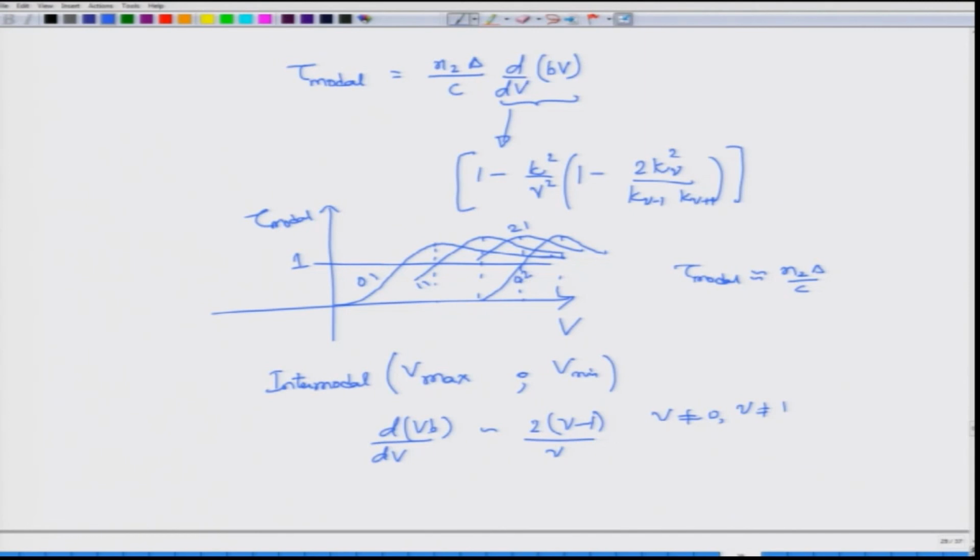And when you look at this expression and calculate the difference between, say, nu 2, that is the second nu equal to 2, and some nu max, you will see that this intermodal delay can be approximately written as n2 delta by c times 1 minus 2 nu max. So, when you start exciting larger and larger numbers of modes, you will see that the intermodal delay depends on this. And this further can be approximated as delta by c times 1 minus pi by V, V being the parameter that you already know.